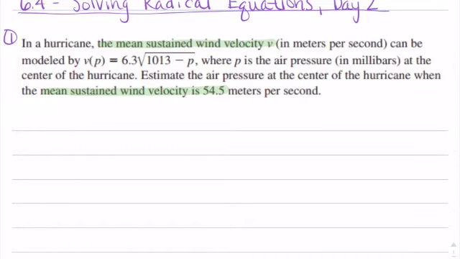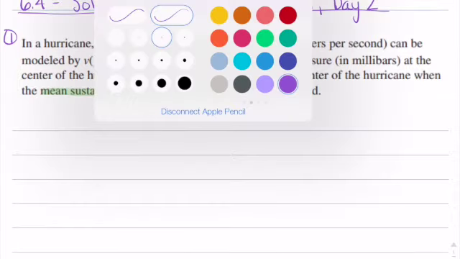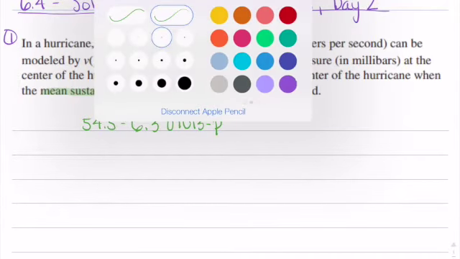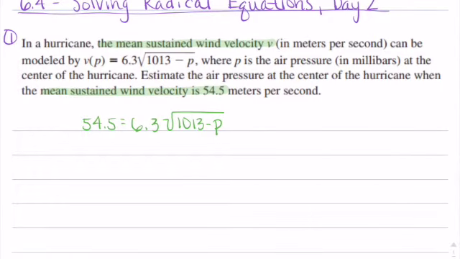So this is a simple plug in what we know, solve for what we don't know type equation. We know that the wind velocity is 54.5, so I'm going to plug that in instead of V. So I have 54.5 is equal to 6.3 times the square root of 1013 minus P. Now notice that we have decimals in our original problem, so we are expecting decimals in our solution as well. We will be just plugging things into the calculator and getting decimal solutions.